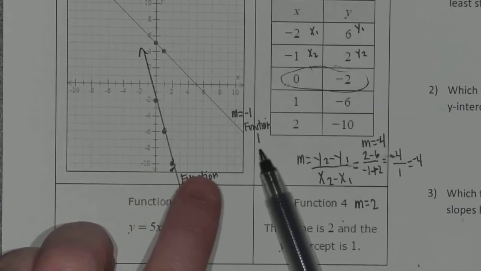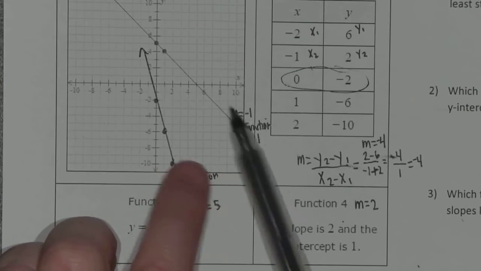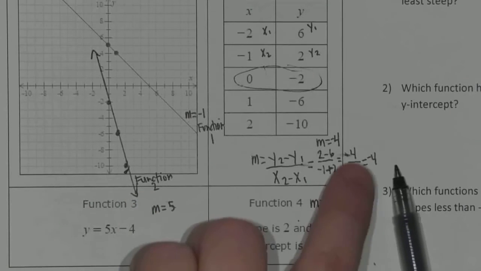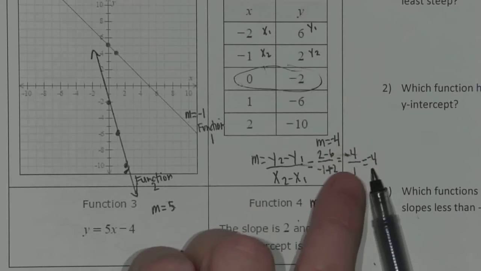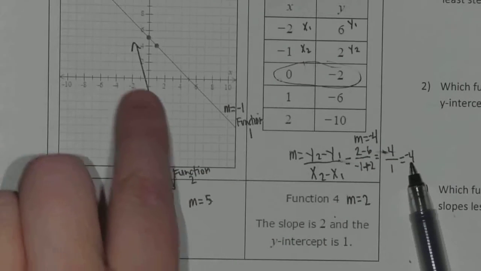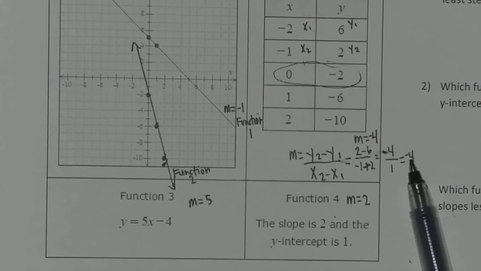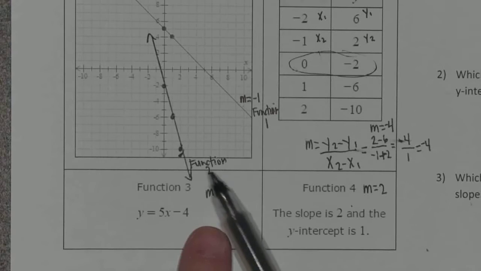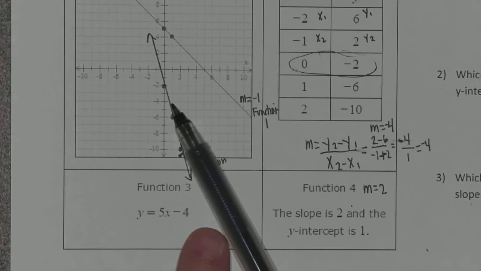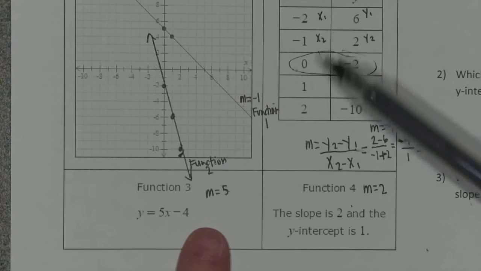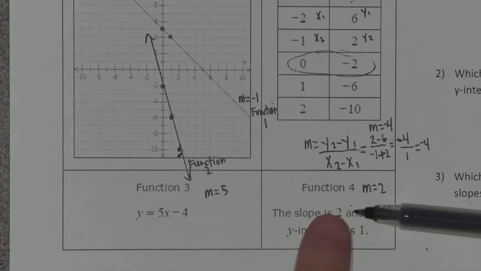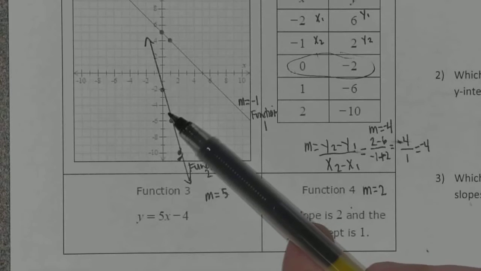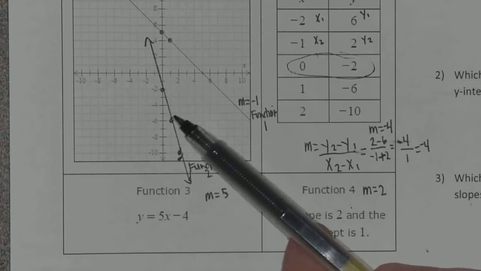So let's look at the numbers to compare. This one had a slope of -1. This one had a slope of -4. So the bigger number, remember we're not going to talk about signs, but the bigger number had a steeper slope. So this number is 5. Would it be steeper than this one that we just graphed? Yeah. And what about 2? Would 2 be steeper than this one? No, it would be less steep than this one, right?